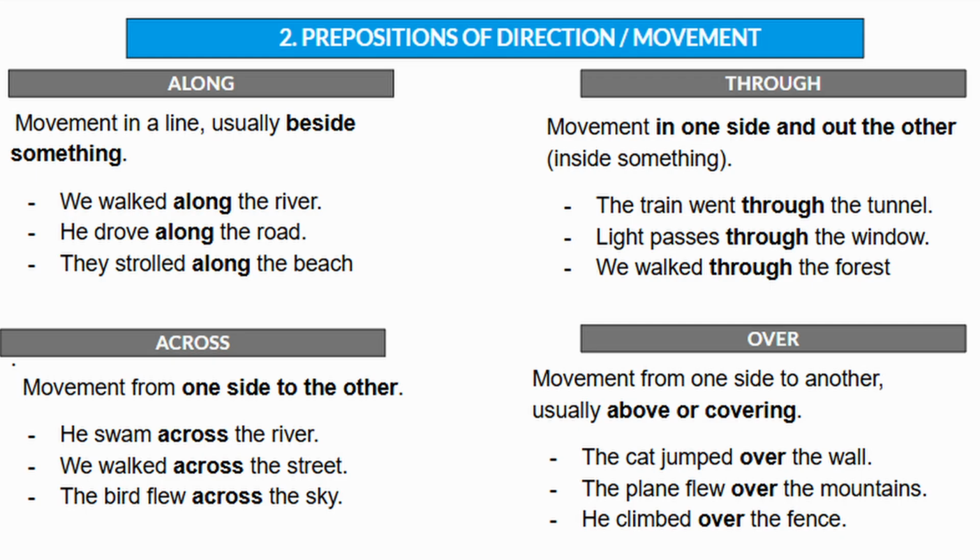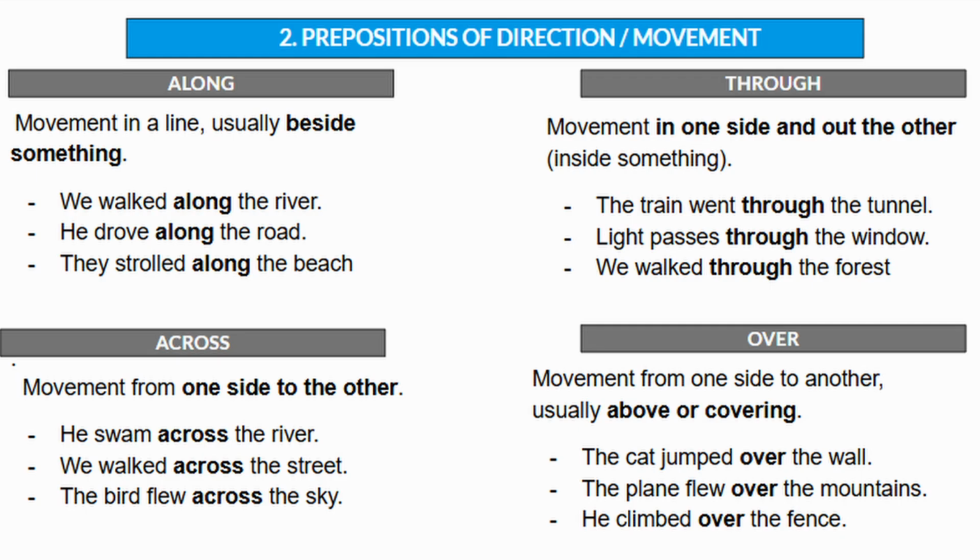Prepositions of direction: across. Movement from one side to the other. He swam across the river. It means from one place to another, from one side to another. We walked across the street. The bird flew across the sky from one side to the other.